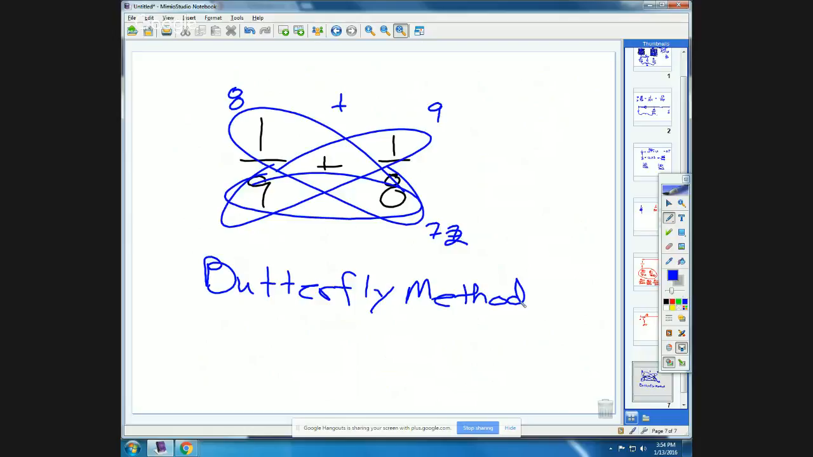So this is the butterfly method. We already got it. So that shows me right there, the answer must be 17 out of 72. Okay. Next.